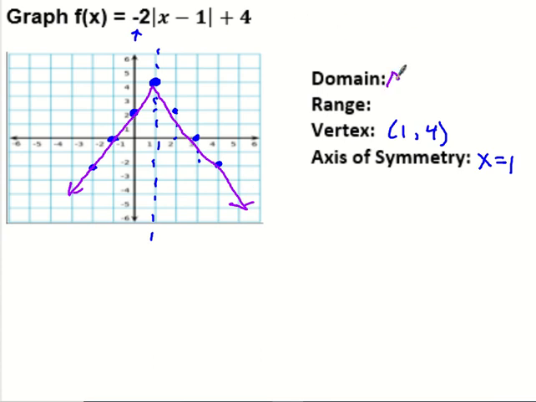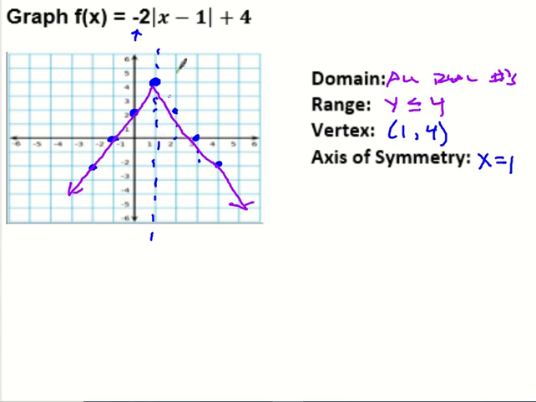My domain is all real numbers because it still goes forever in both directions. But my range has now changed. My range is y has to be less than or equal to +4. The range is always going to be whatever the y value is of the vertex. And then we have to determine if it's less than or greater than based on if it's opening up or down. And that's it, we're done.